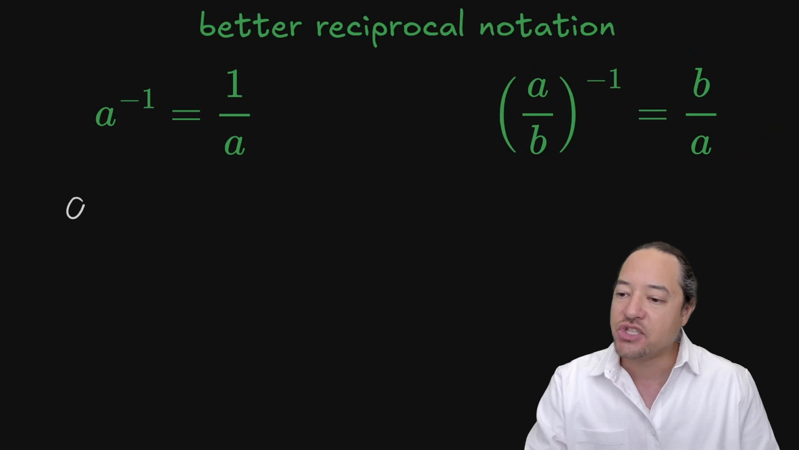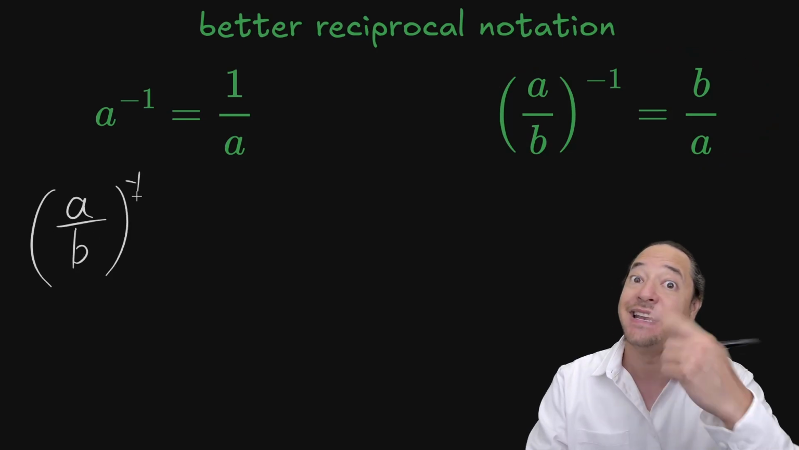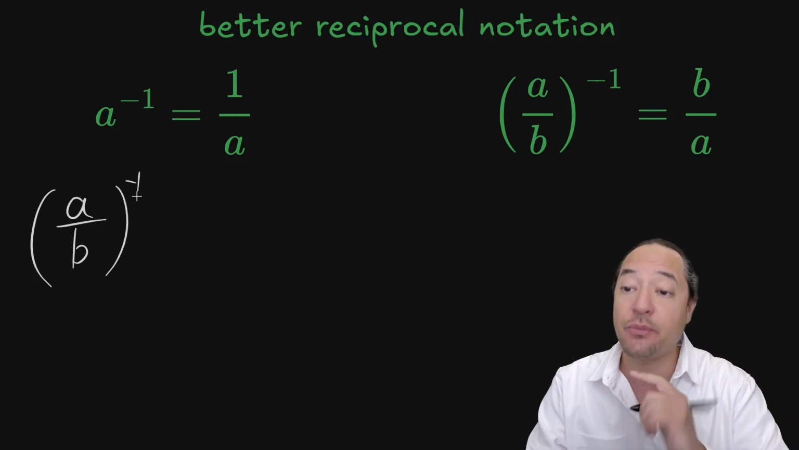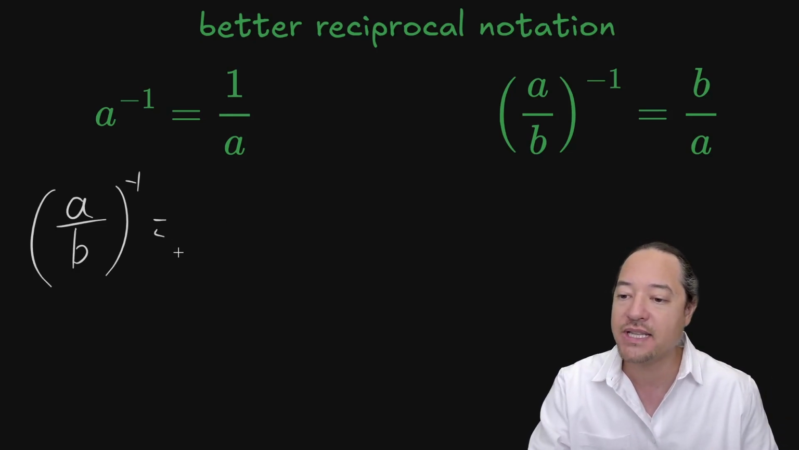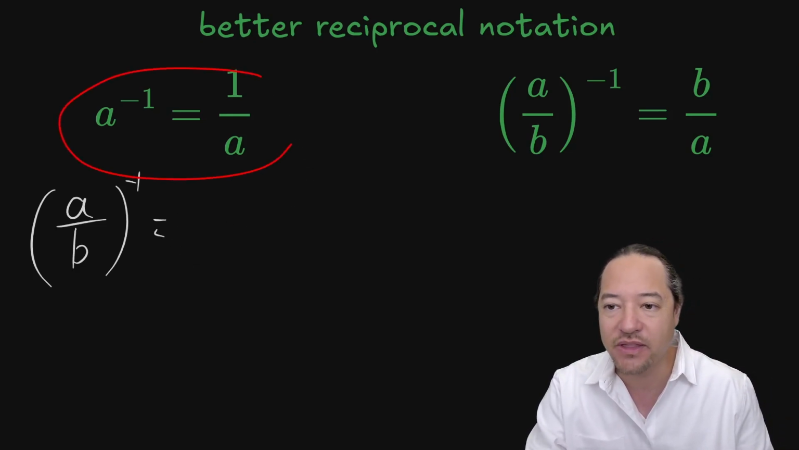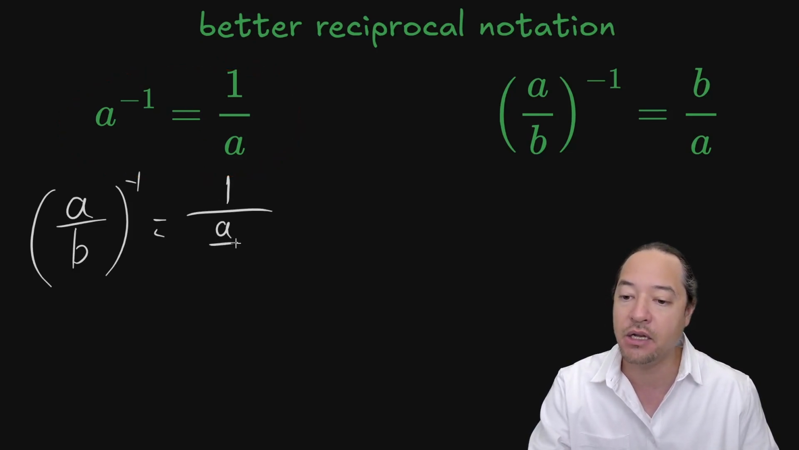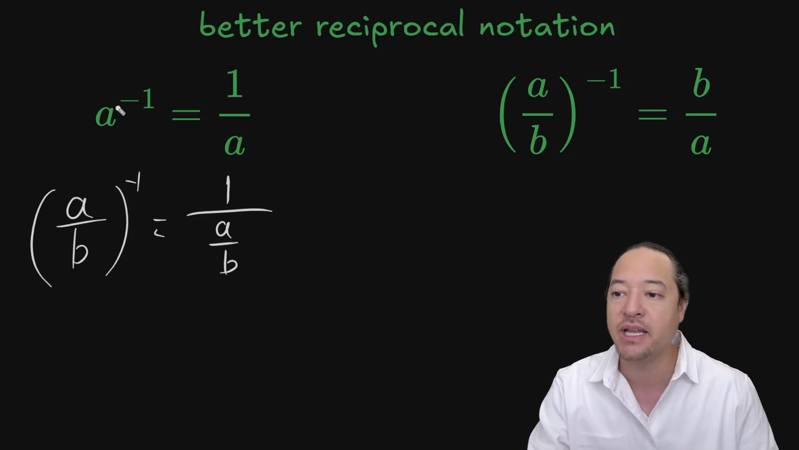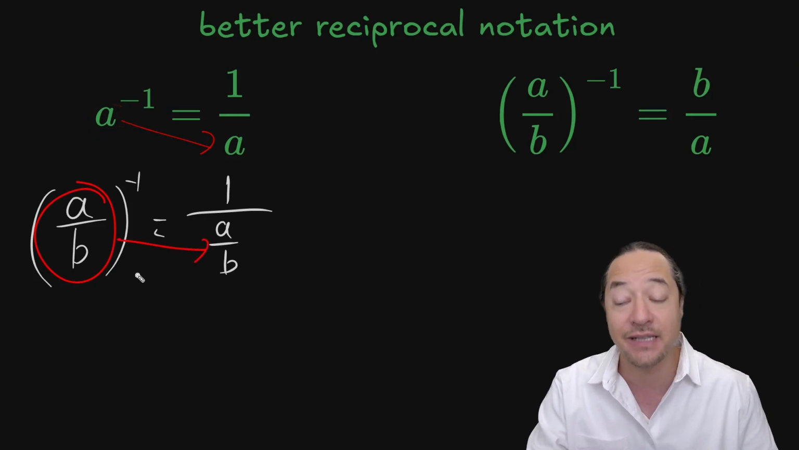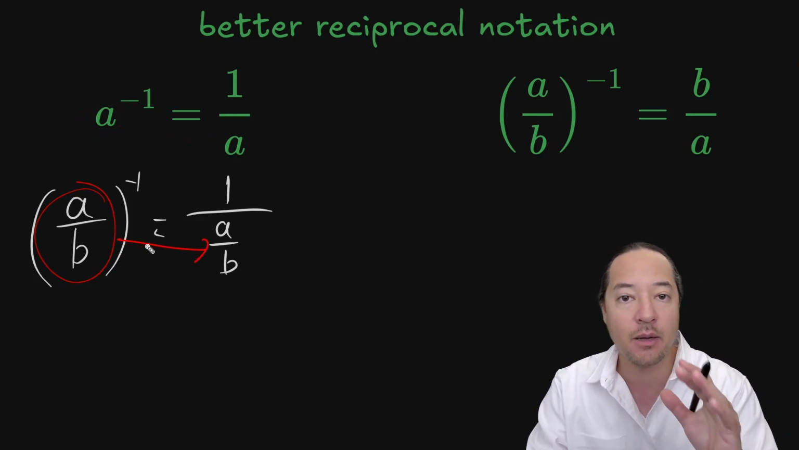I'm going to say let's start out with some a over b, and we're going to raise that to the negative 1 power. So we're going to take the reciprocal of that fraction. What is that going to be? Well, I just want to stick with this original rule. Okay, so I'm going to now write this as 1 over a over b. Okay, so you see what I'm doing. What this rule says is you take this number and put it in the denominator. So I'm going to take this number and put it in the denominator. So that's how I get this compound fraction.